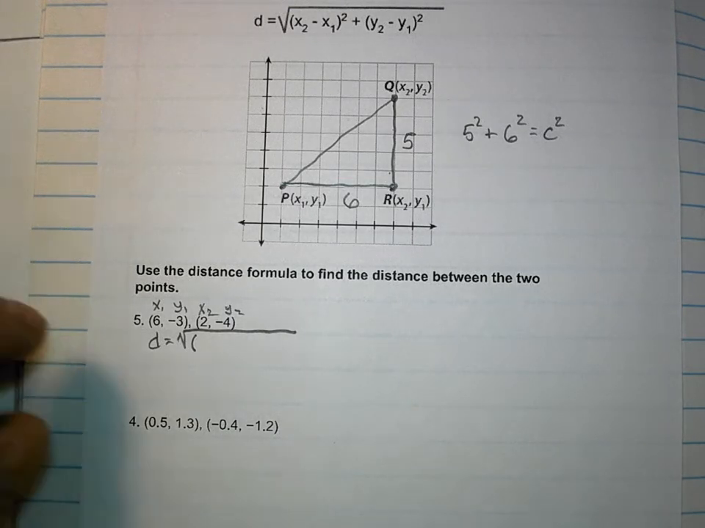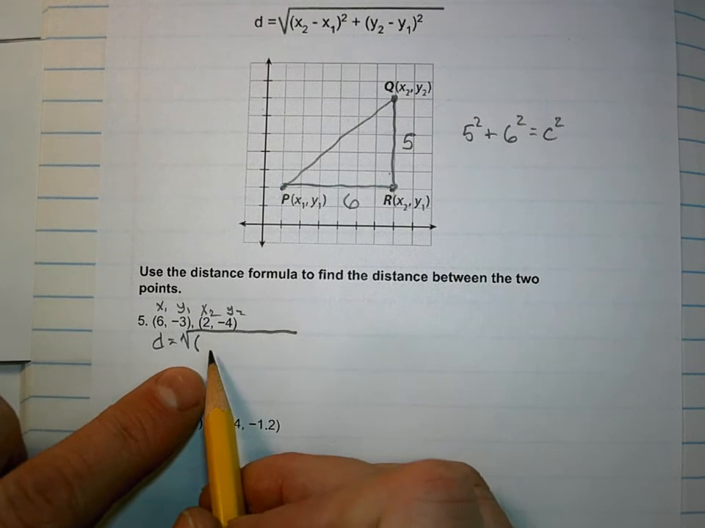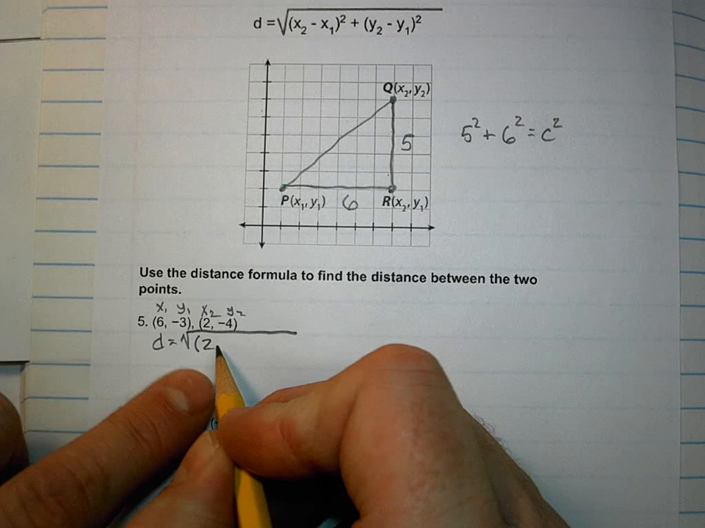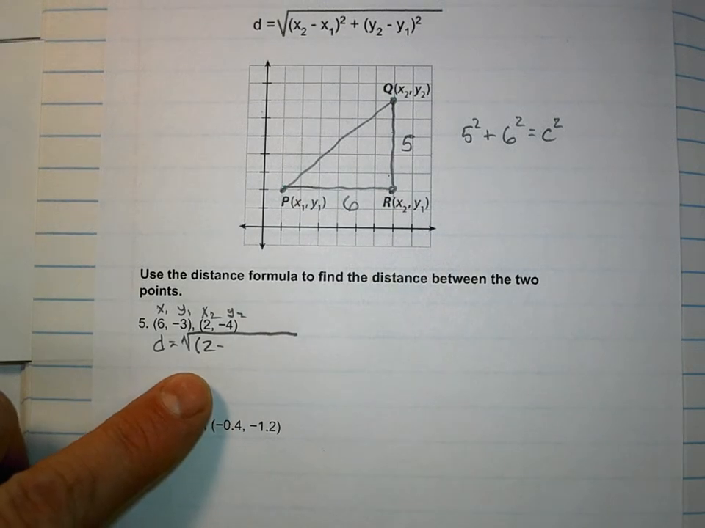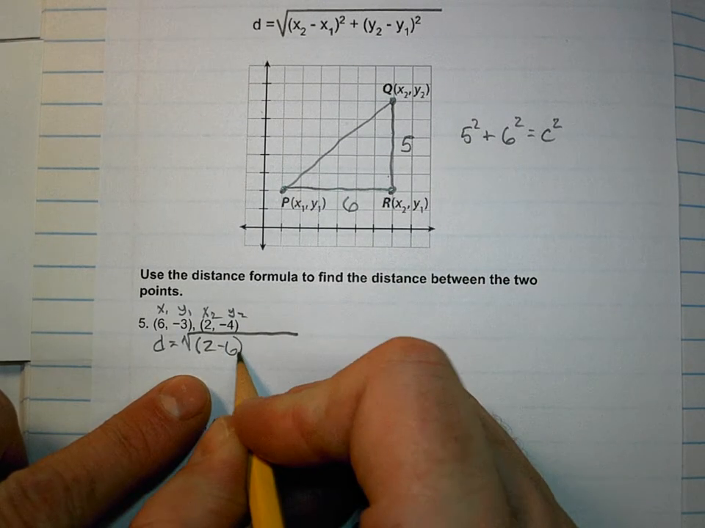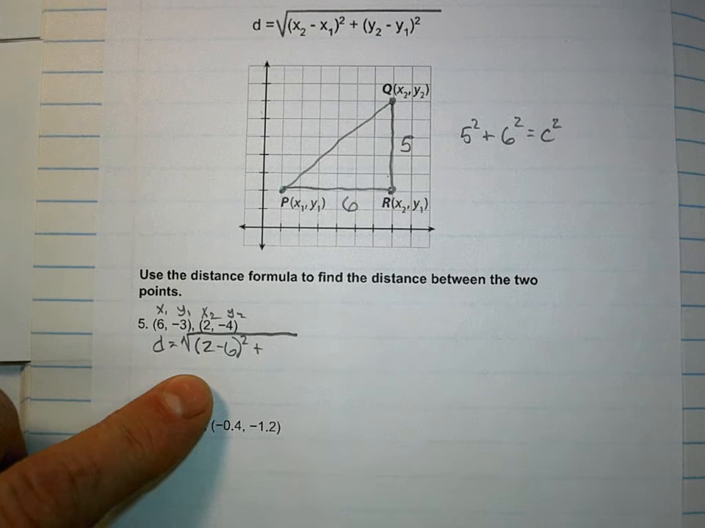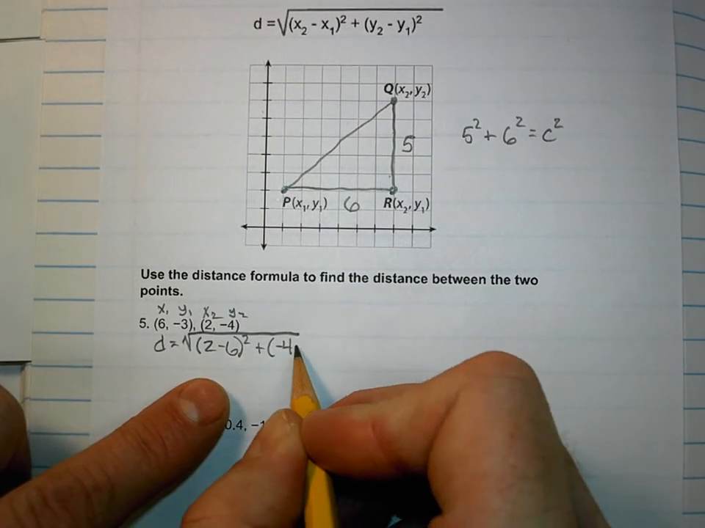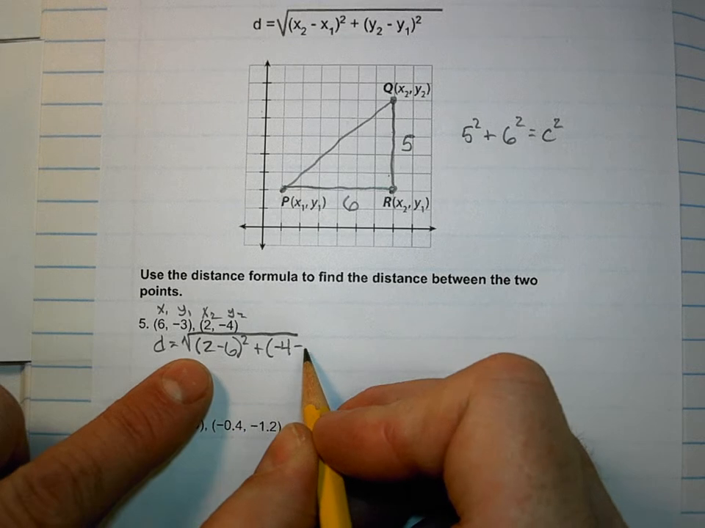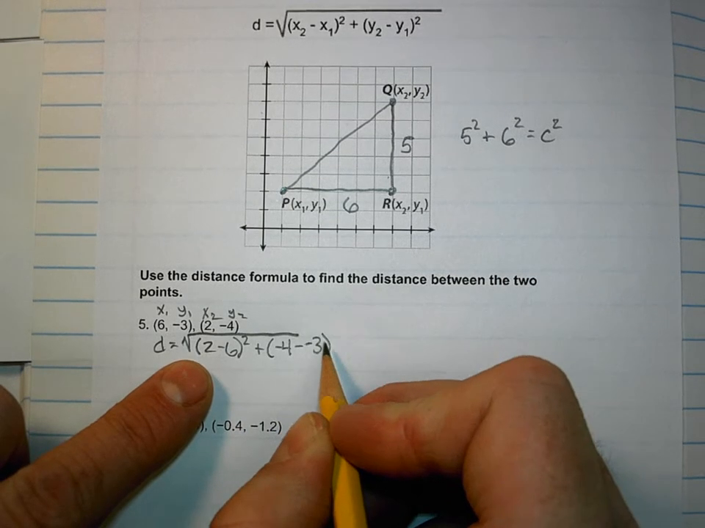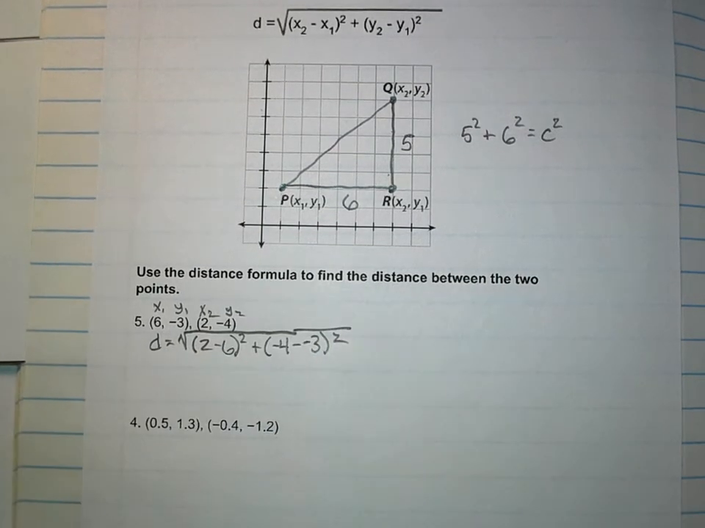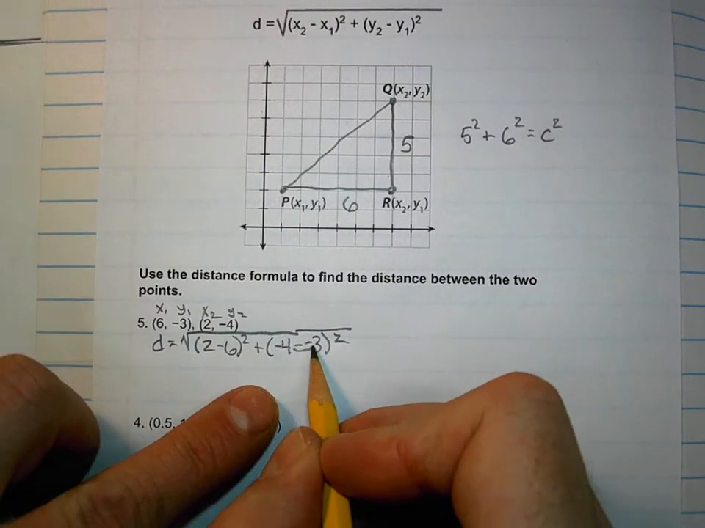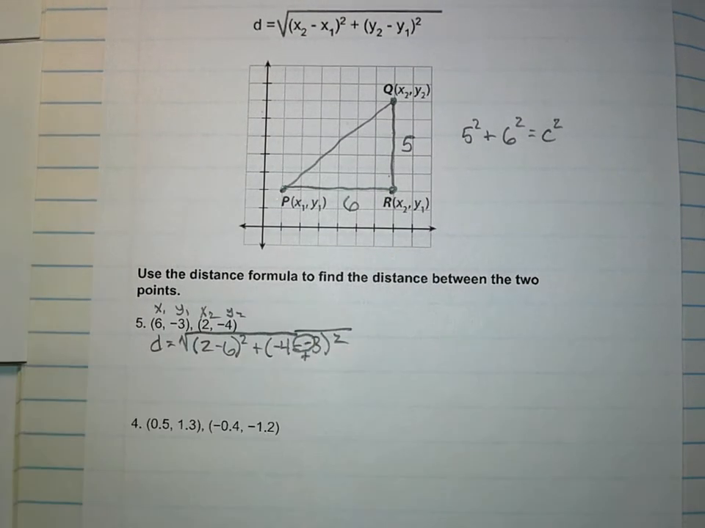Okay? So, this one, the distance formula says x2. What's x2? 2. 2 minus x1, 6, squared, plus y2, negative 4, minus negative 3. Make sure you cover that negative there. What does this negative become? A positive. It becomes a positive.